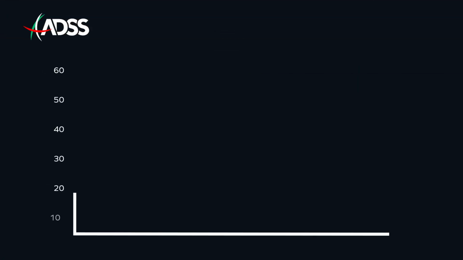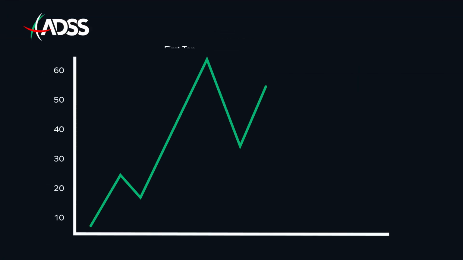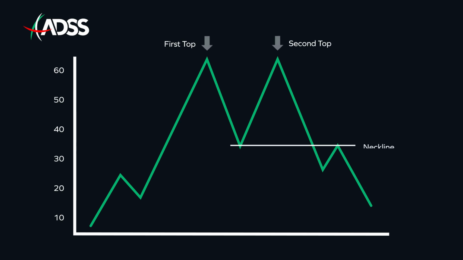This pattern is considered bearish as it shows a potential price decline if conditions are met, while the price forms two consecutive peaks. Once you notice this formation, it is essential to draw the neckline extending from the rebound after the first peak to the formation of the second peak.